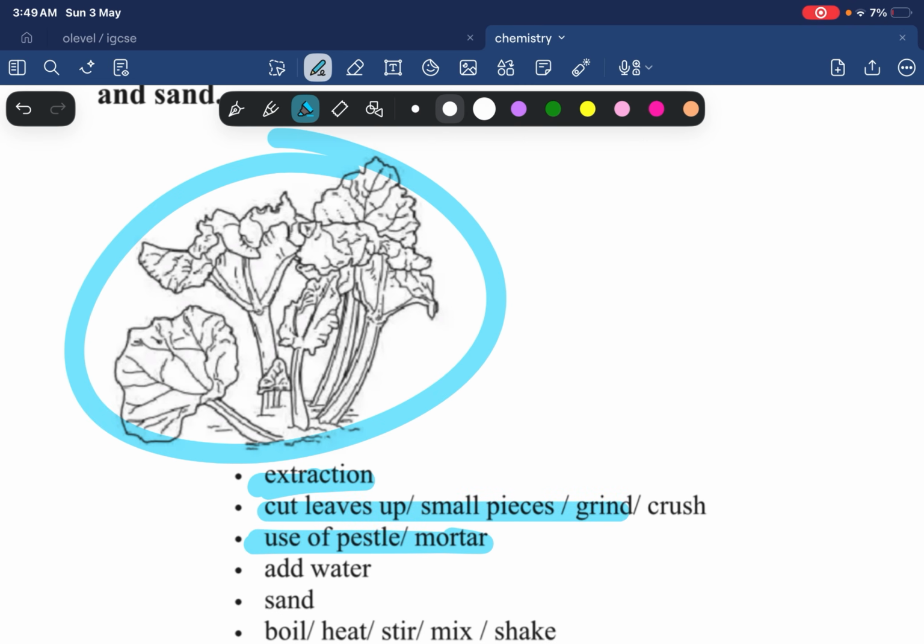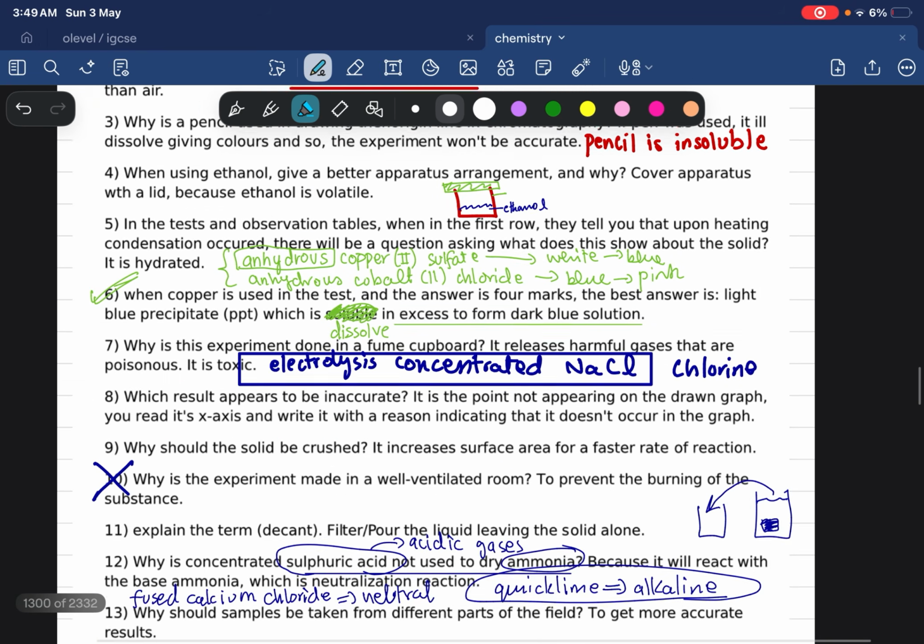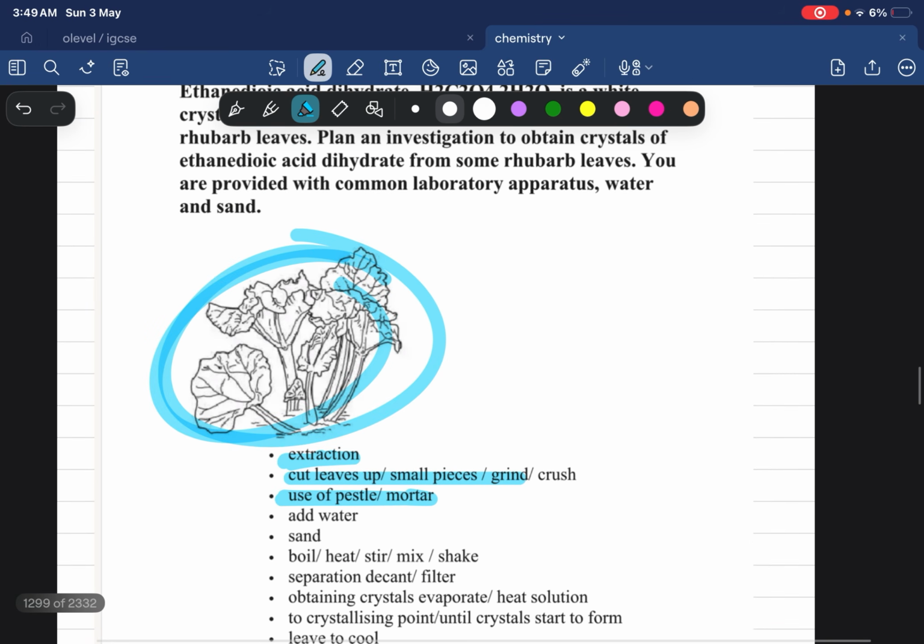Very important. Without crushing, you're not going to get the extract, the liquid part that you're going to put on your chromatography paper. Okay? You cannot put an entire leaf on the chromatography paper. You need the liquid out of it. That's important. And that's all the important stuff I wanted to tell you guys.